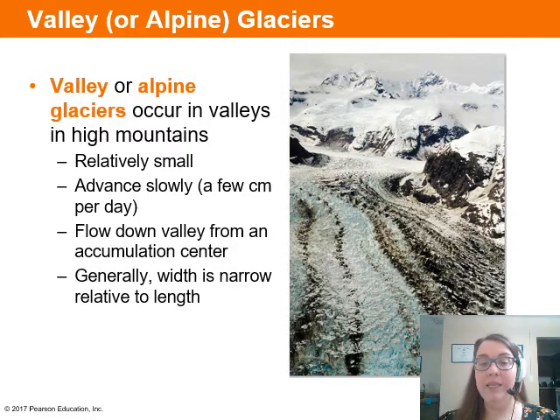So we see that these valley glaciers are generally very narrow in their width, but they're very long. They generally start at the very top of the mountain range and then sometimes can work all the way down to the base of the mountains.